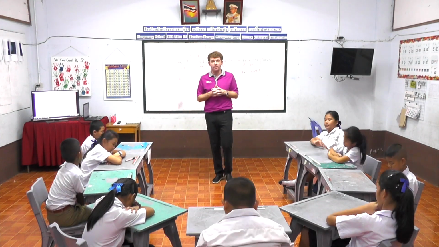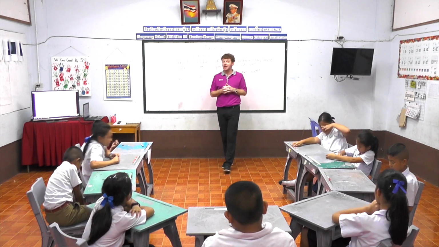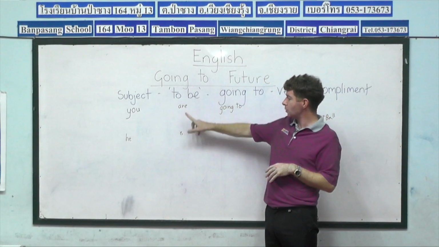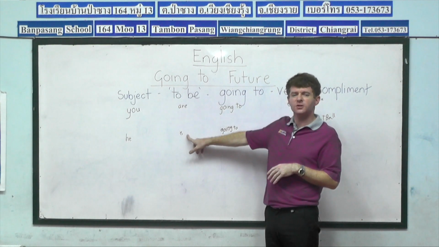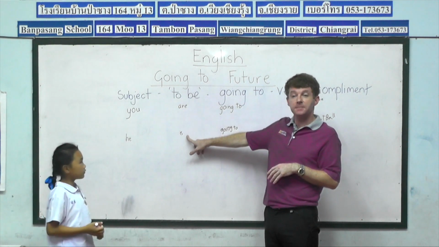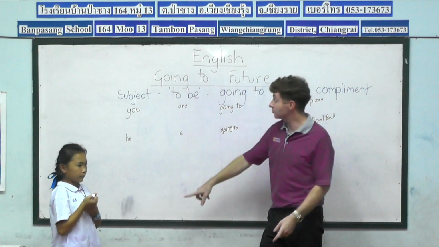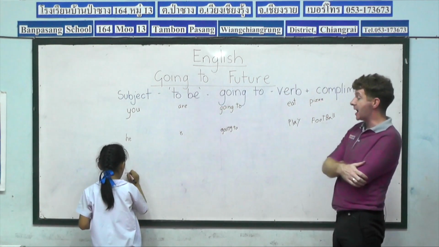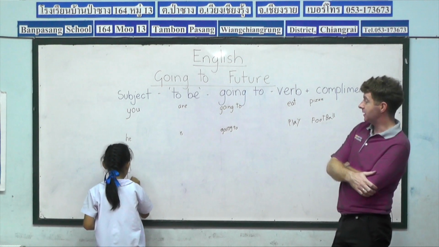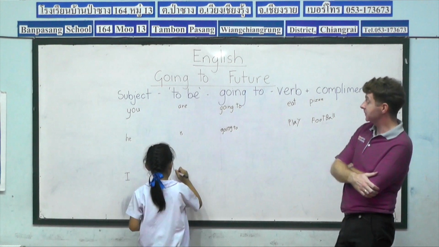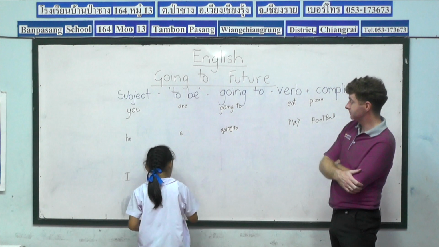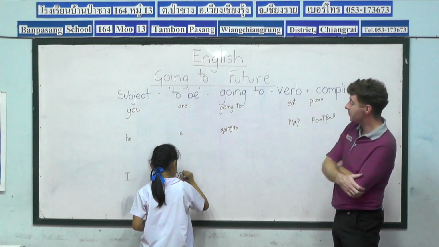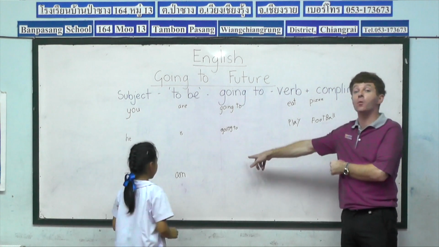Okay, let's open our eyes, guys. Now Nadia has the pen. So we've used are, we've used is. What's the other form of verb to be? Am. So Nadia, can you use I? Yes. I am. A-M. A-M. Perfect.